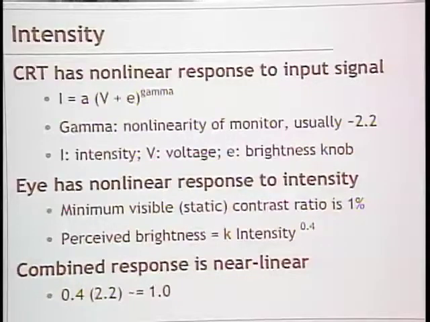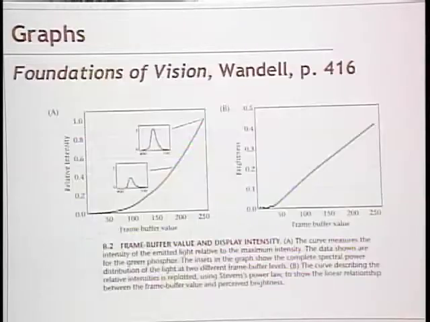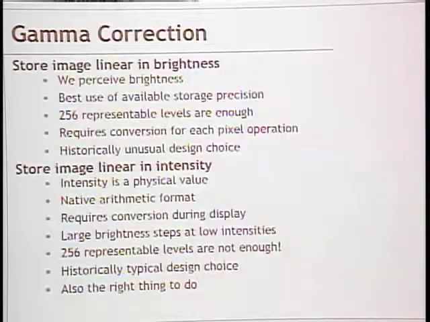So when you do that in your control panel, that's what you actually end up changing. So we have two choices. We can either store the image linear in brightness, which is the right curve over here, or we can store it linear in intensity, which is the left curve over here. So we perceive brightness. It makes sense to do it from the point of view of storage precision.